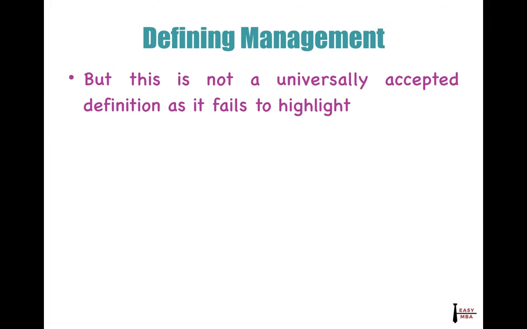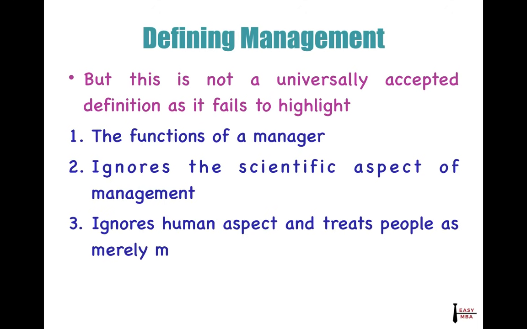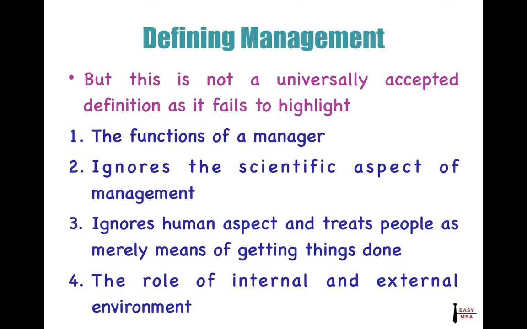Now, is this the right definition of management? It is not really a universally accepted definition because it fails to highlight different factors, like what the functions of a manager are. It also ignores the scientific aspect of management, which is given by Taylor. It also ignores the human aspect of management, and it treats people as merely a means of getting things done, which does not actually happen. And it does not define the role of the internal and external environment, which we all know affects the organization. So it's very important to understand what the real definition of management is.